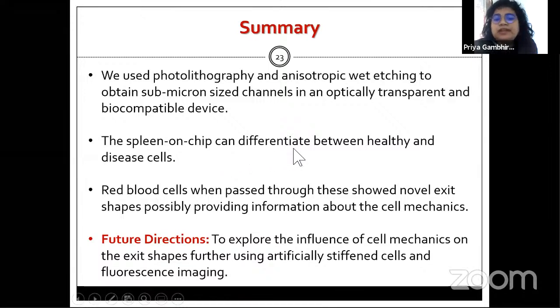So the spleen on chip can actually differentiate between healthy and diseased cells. And red blood cells, when passing, show these novel directions. Using this data, we could define some future directions for the study.